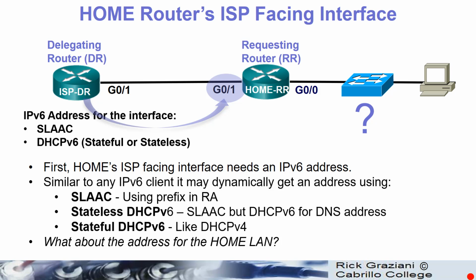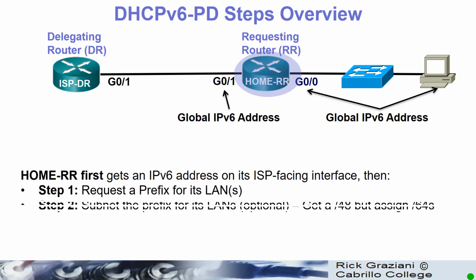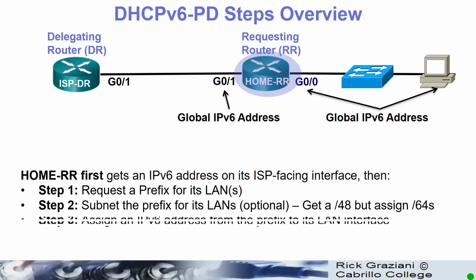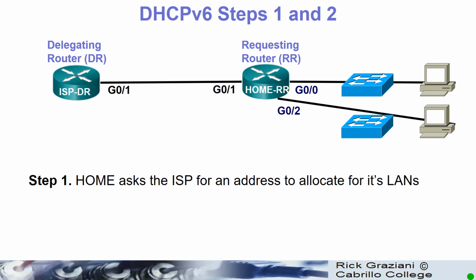So what about our internal network? How will our internal devices get a public IPv6 address? That's part of our dilemma. The home requesting router gets its IP address from the ISP facing router. Then step 1 will request a prefix for its LAN. The prefix for its LAN is optional, but it gets a /48, though it is typically assigned a /64. It assigns an IPv6 address from the prefix to its LAN, advertises the prefix in a router advertisement to devices on the LAN, and that's how it works.